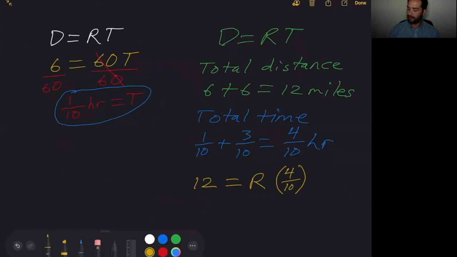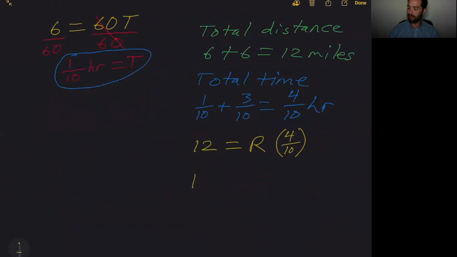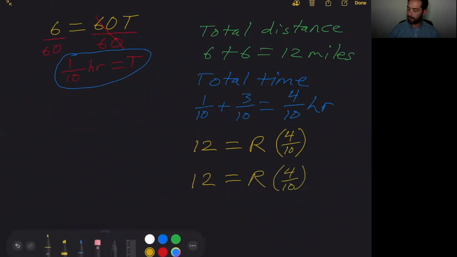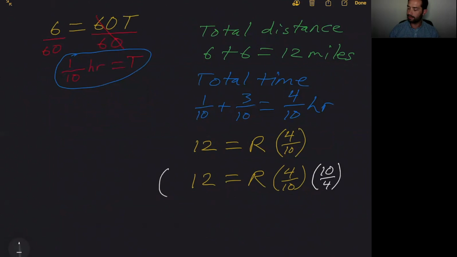Well, the trick is this. You want to multiply by the reciprocal on both sides. So actually what I'm going to do is I'm going to write this equation again so you can see what happens. We have 12 equals R times 4/10. I'm now going to multiply by 10/4 on both sides. And that is the trick to getting rid of a fraction. You multiply by its reciprocal, and you do it on both sides to balance it out.